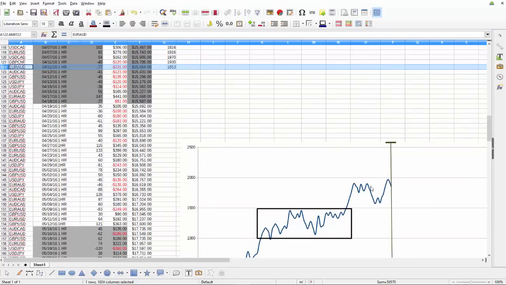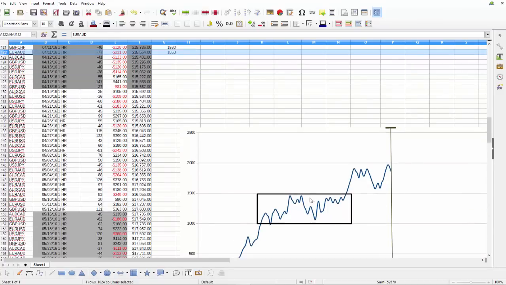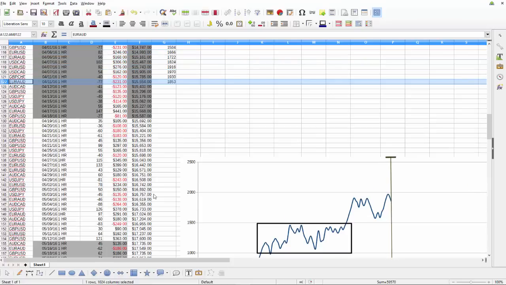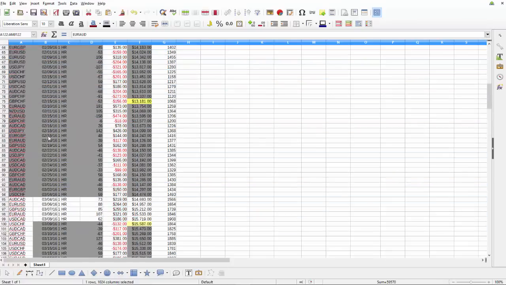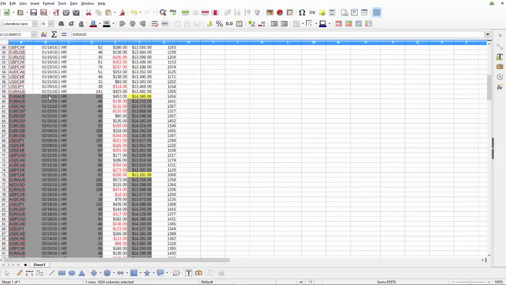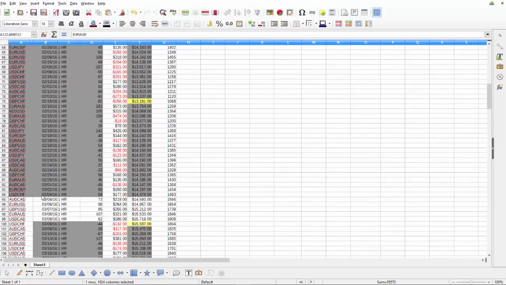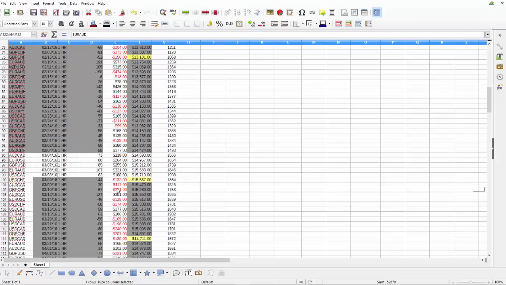If you'll keep an eye over here on the equity curve, you'll see that we have put in a couple of periods of drawdown. If you missed those videos, make sure to check them out. But right here was our biggest period of drawdown, from January the 21st all the way to March the 4th. So that was about 6 weeks of drawdown.